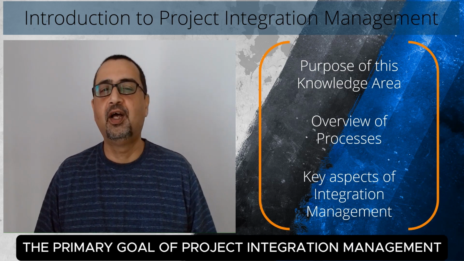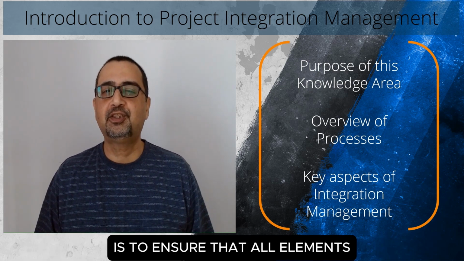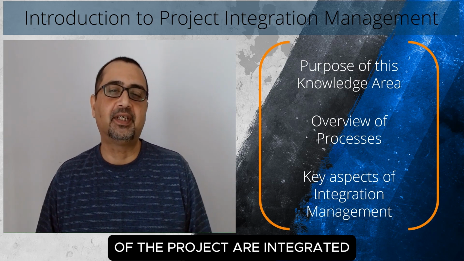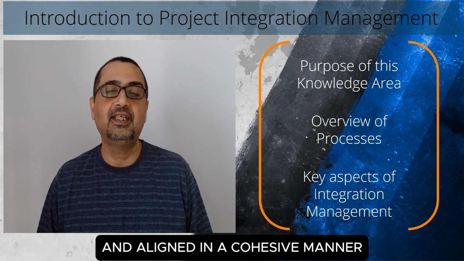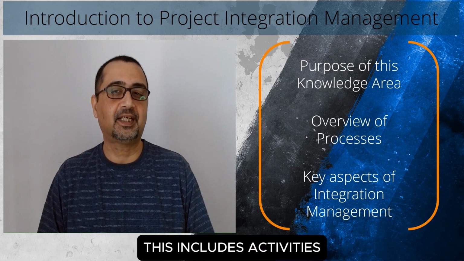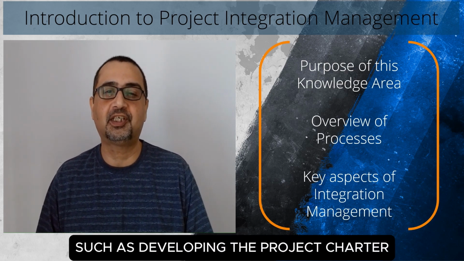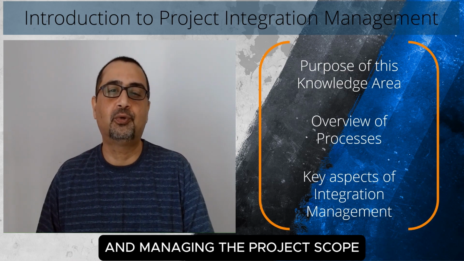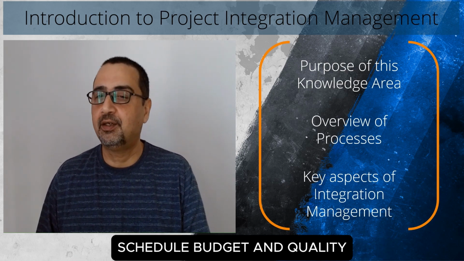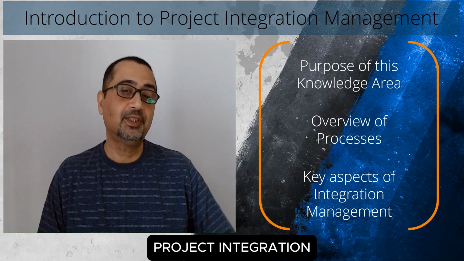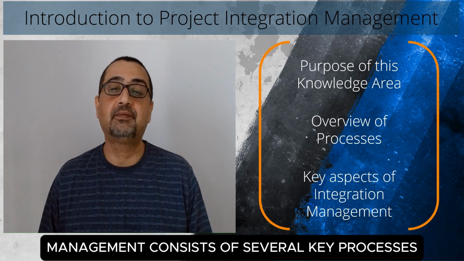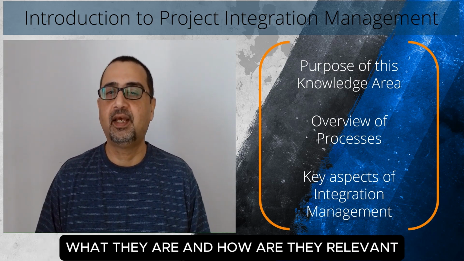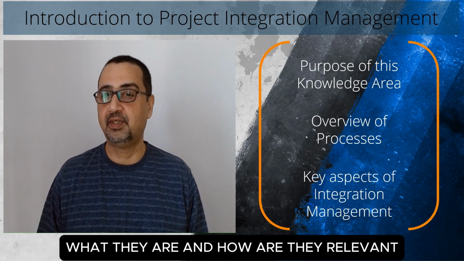The primary goal of project integration management is to ensure that all elements of the project are integrated and aligned in a cohesive manner. This includes activities such as developing the project charter, creating the project management plan, and managing the project scope, schedule, budget, and quality. Project integration management consists of several key processes. Let's briefly discuss what they are and how they are relevant.